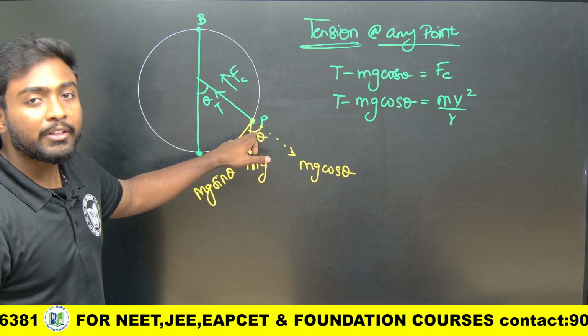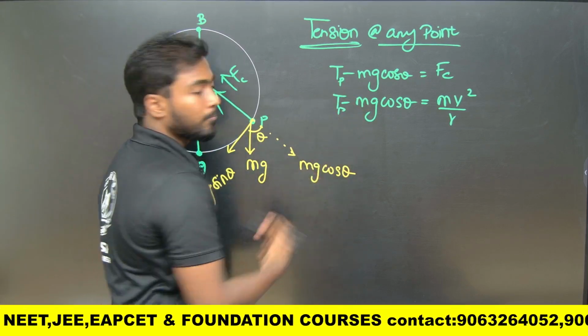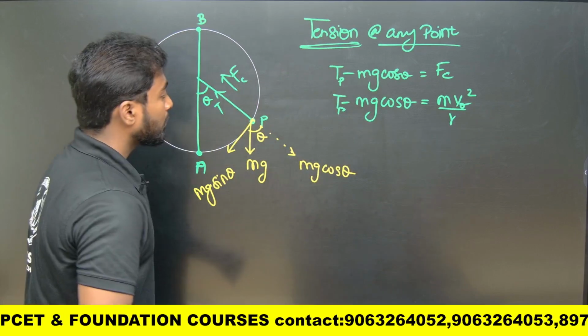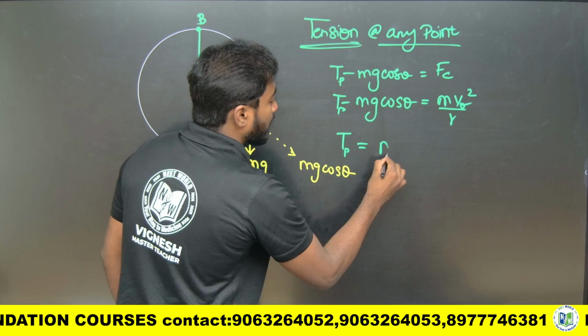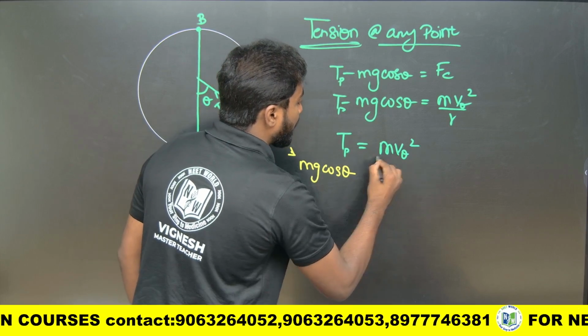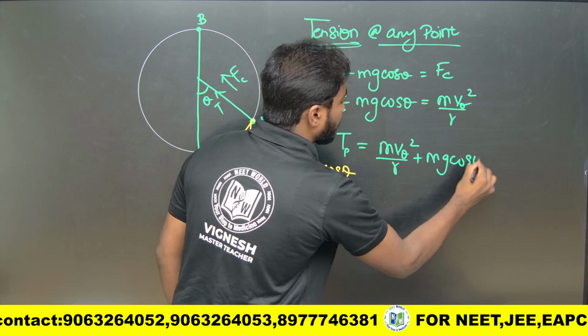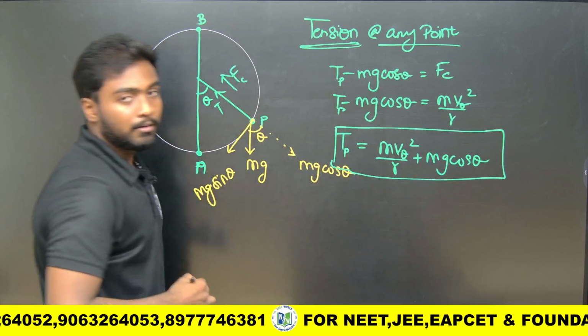So we are talking about tension at point P, no? So tension at point P, and the velocity is v theta. Now Tp is equal to mv theta square by r plus mg cos theta. So this is my tension at any point of the circle.